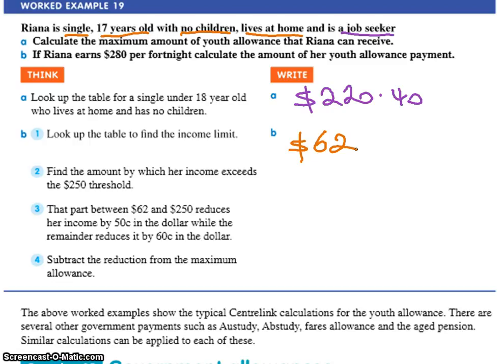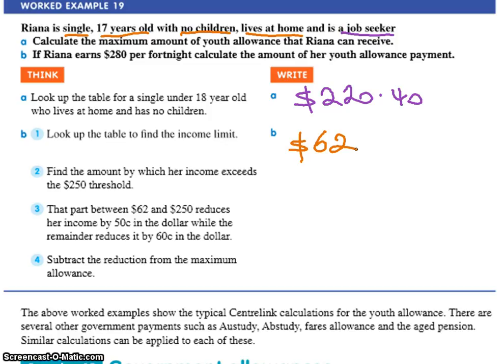How much does she earn over that? She earns quite a bit. Well, this is the thing. She actually goes over both of them, doesn't she? So you take from the 200? Well, you actually take from both. You take 50% from the bit in between the $62 and the $250, and then you take the 60% from the bit over the $250.